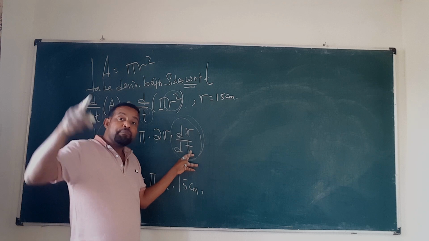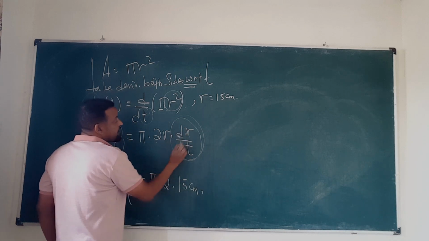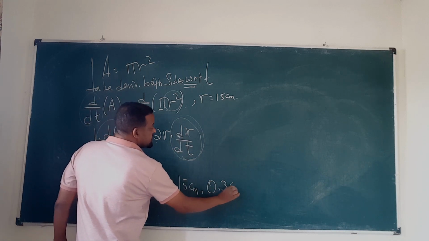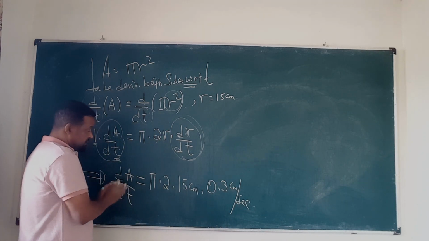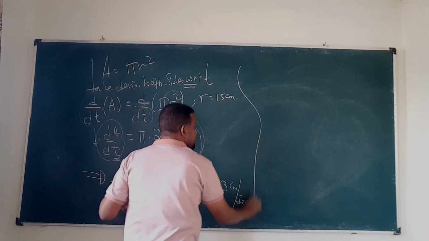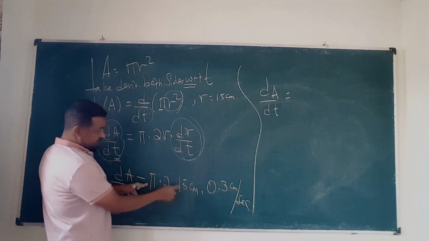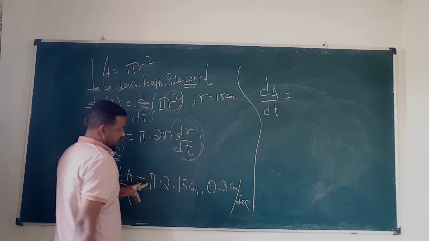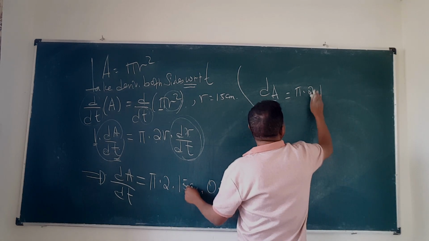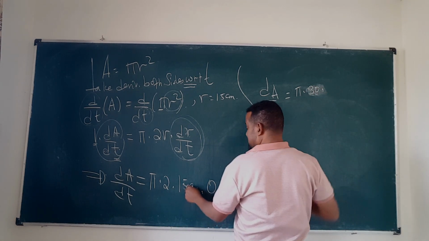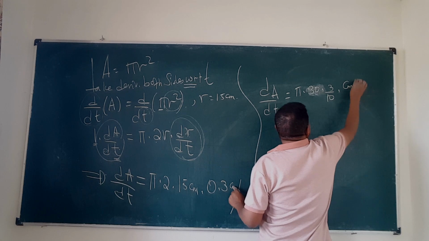The rate of change of the radius with respect to time is given: 0.3 centimeter per second, so dr by dt is given by 0.3 centimeter per second. So dA by dt is given by pi times 2 times 15 times 0.3, which is pi times 30 times 3 over 10, times centimeter per second.